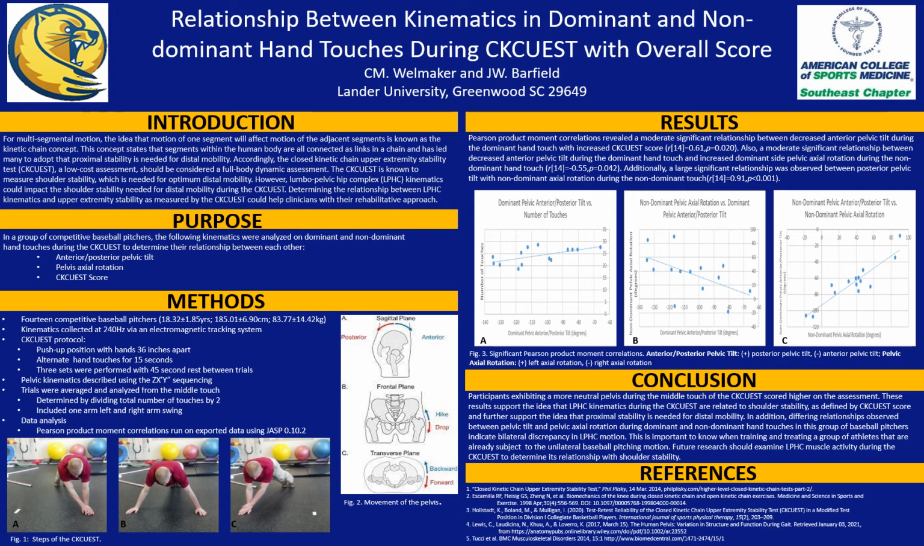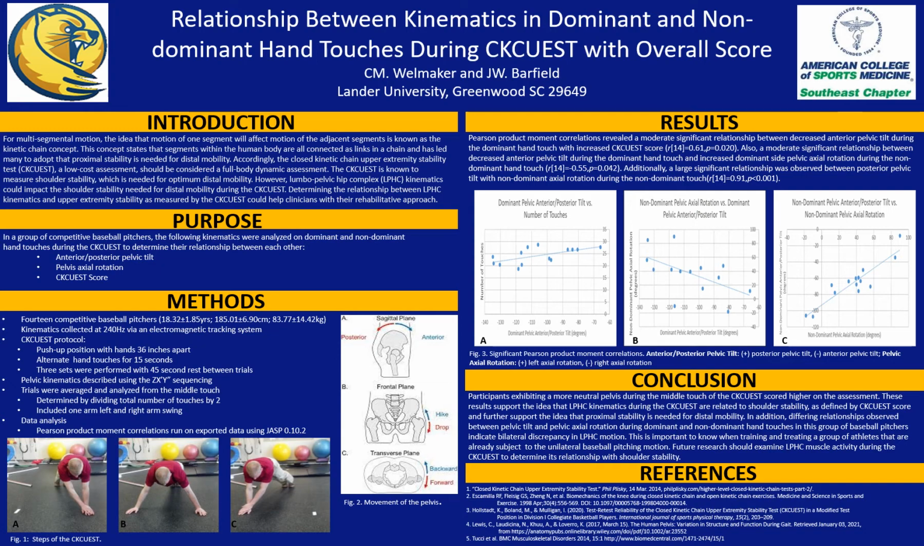Participants were asked to perform a closed kinetic chain upper extremity stability test where participants were placed in a push-up position with their hands 36 inches apart. In an alternating fashion, participants were asked to touch the hands of an alternating hand touch for 15 seconds, as many times as possible. An example of this can be seen in Figure 1 under the Methods section.